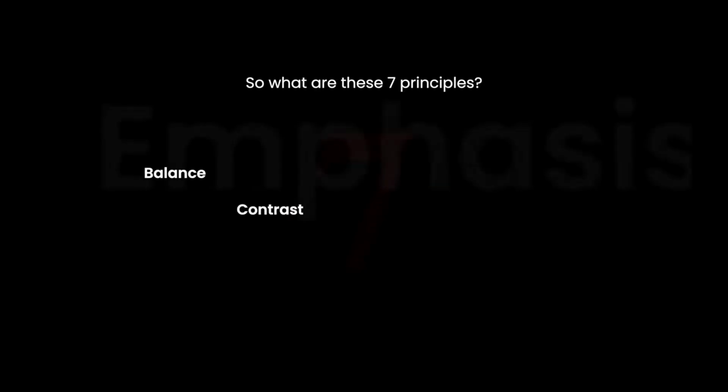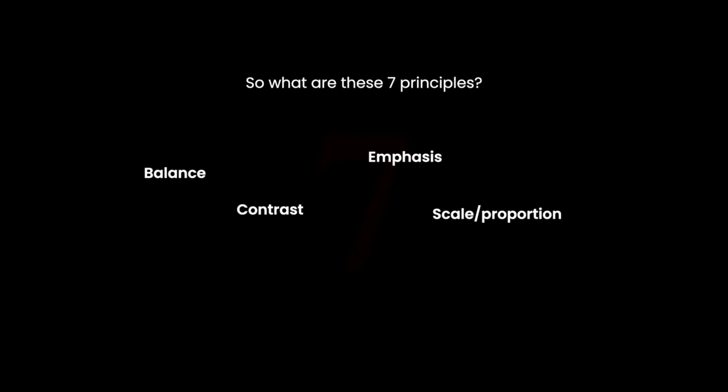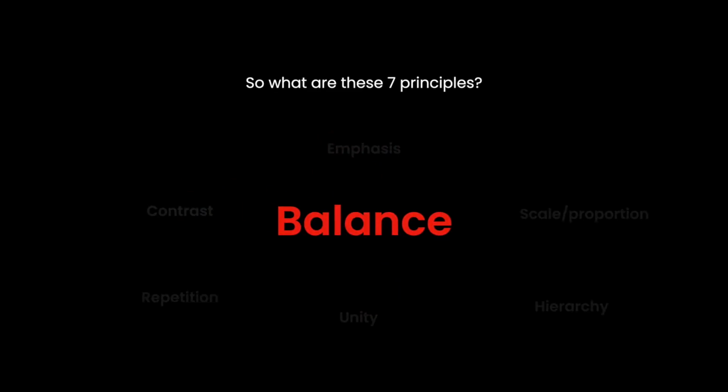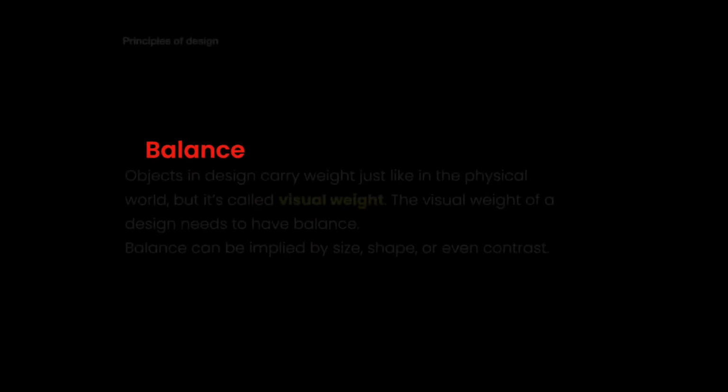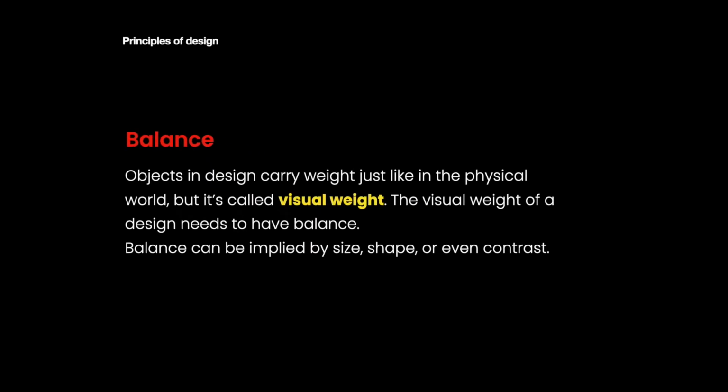So just to recap, there are 7 principles of design. They are balance, contrast, emphasis, scale and proportion, repetition, hierarchy, and unity. And in the last video, we talked about contrast and the details of the principle contrast. In today's video, we're going to look at the second principle, which is balance. So let's first understand the definition of balance, and then we'll see how it's used.